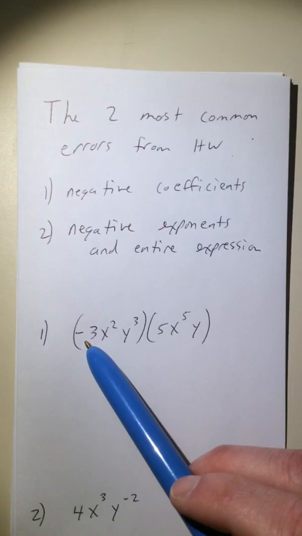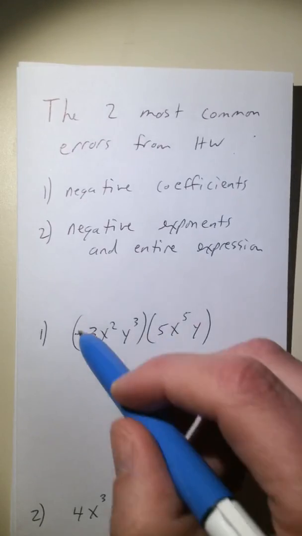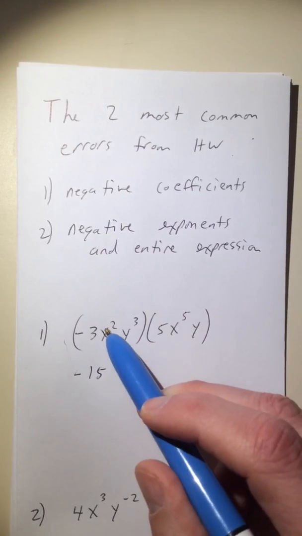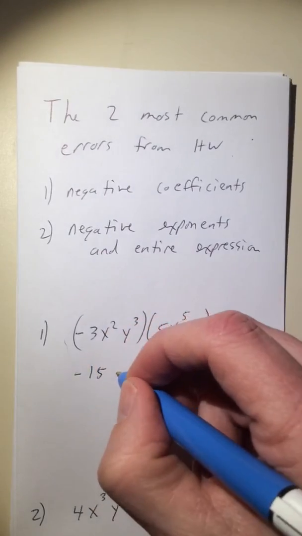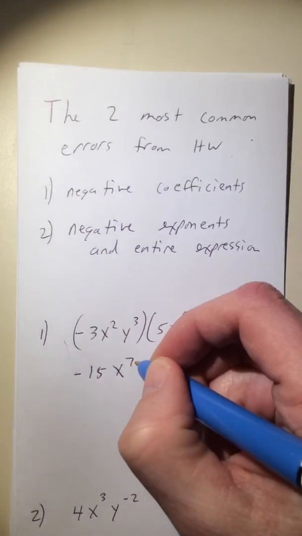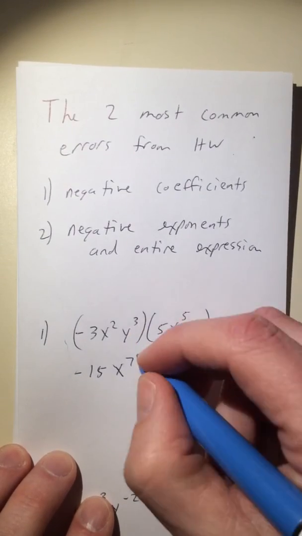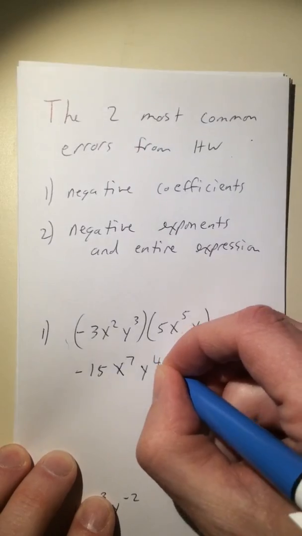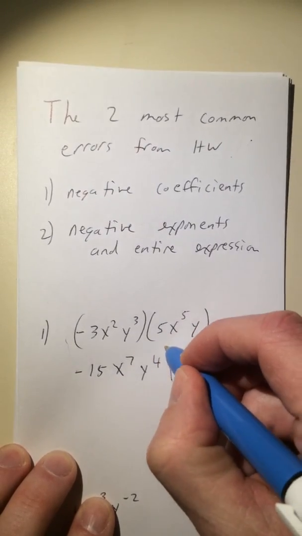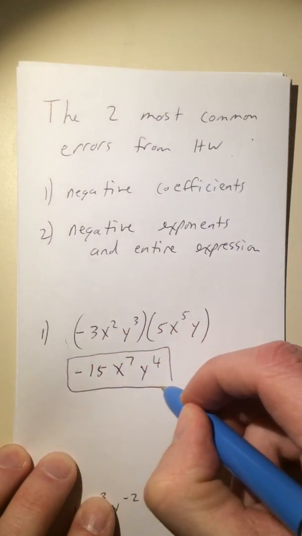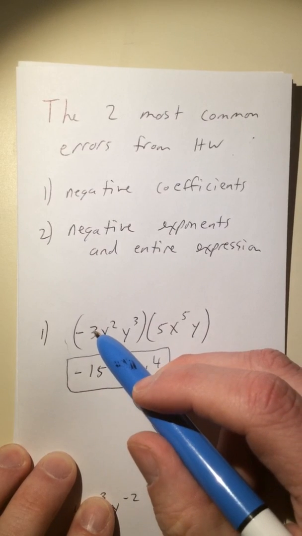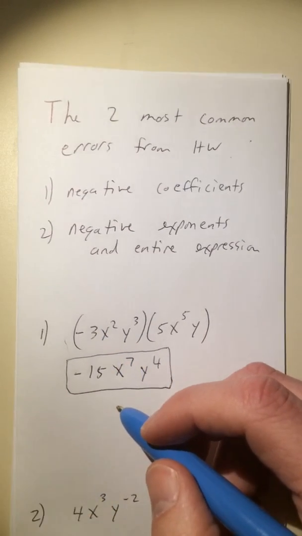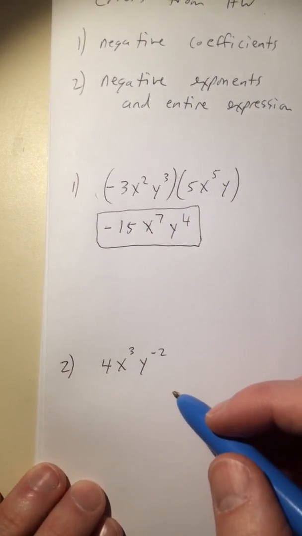So what we should have here is -3 times +5 is -15. And then x squared times x to the fifth is x to the 7th. And y cubed times y, remember that's y to the first, is going to be y to the 4th. And like I said, some of you were taking this 3 and dropping it into the denominator, and that's not correct. Okay, here's the other thing that I saw.